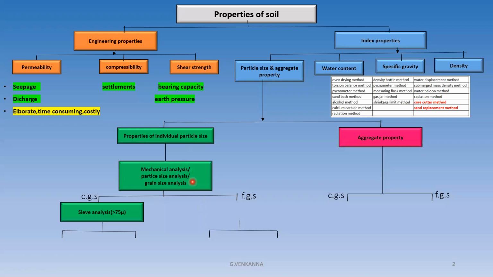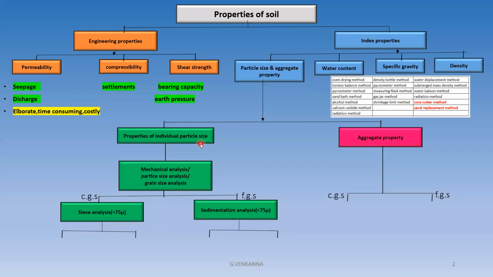The mechanical or particle size analysis is generally classified again into two types. For coarse grained soils, we have sieve analysis. That means the particle size is more than 75 micron, and we can use the sieve analysis. If the particle size is less than 75 micron, we can use the sedimentation analysis.